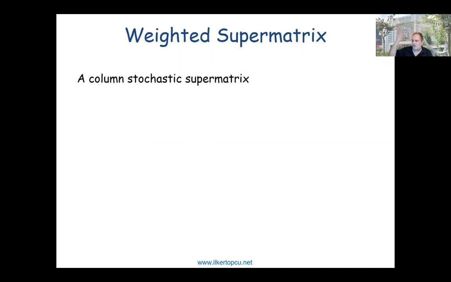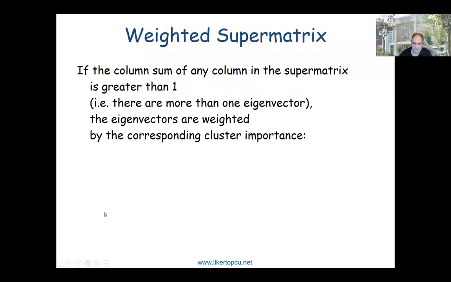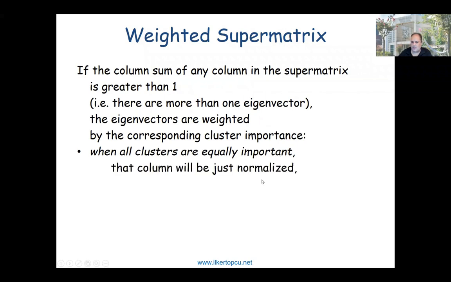But if you place for a parent node more than one eigenvector, in this case, the total will be more than 1. It can be 2, 3, 4. What shall we do? We will convert our supermatrix to a weighted supermatrix if column sums are not 1. In this case, there are 2 options again. You can have all clusters equally important. In this case, you just normalize, because if the total is 4 and if all clusters are equally important, you divide each value by 4.